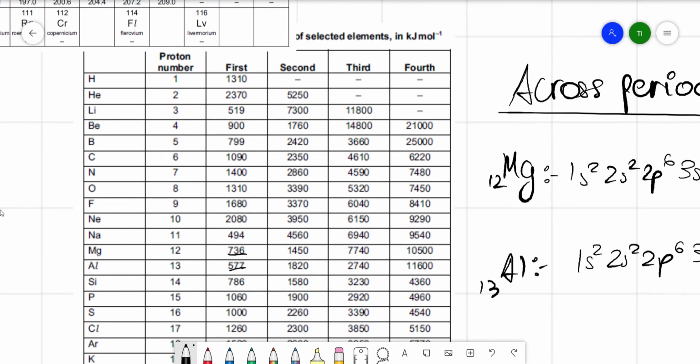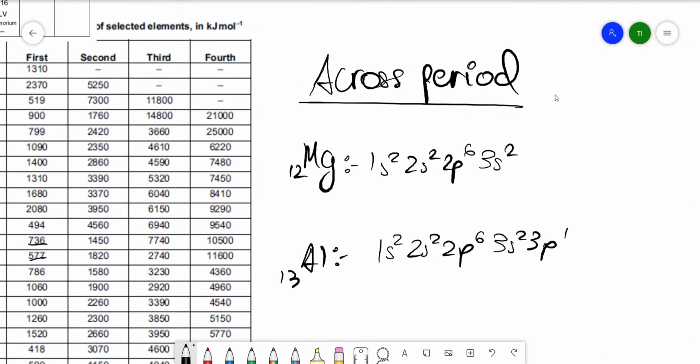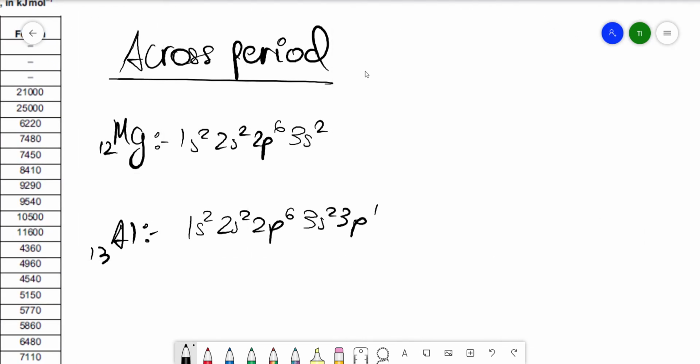Now, why is that the case? The reason is because of the energy levels of the orbitals. You see that the outer electron of magnesium is present in the 3s2 orbital, whereas for aluminium it's present in the 3p1 orbital, or the subshell, as you may call it.